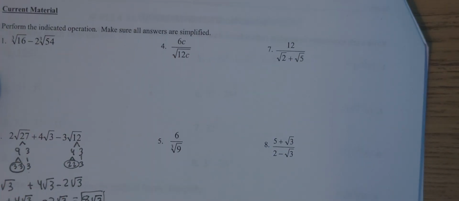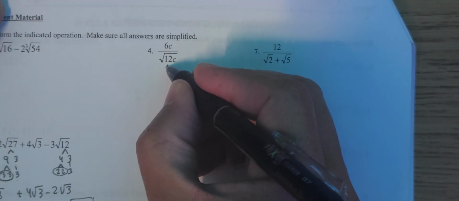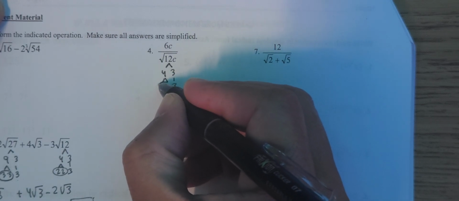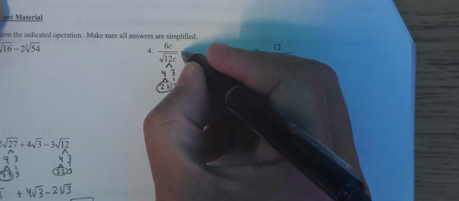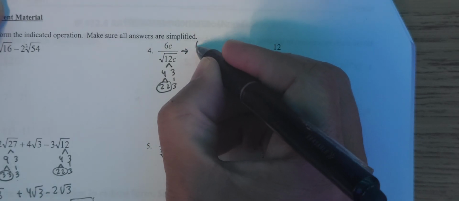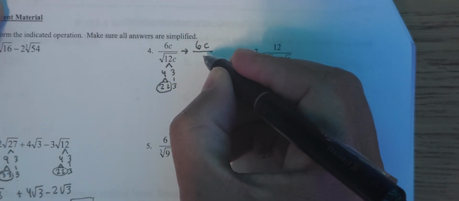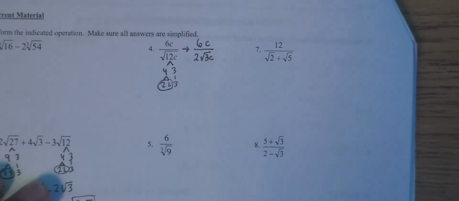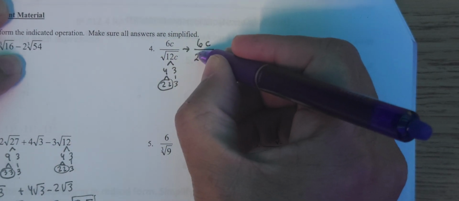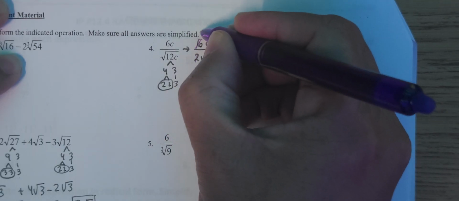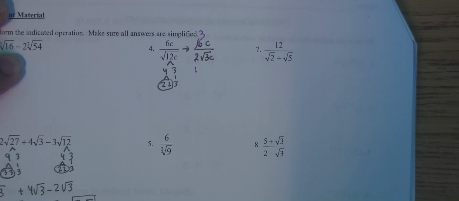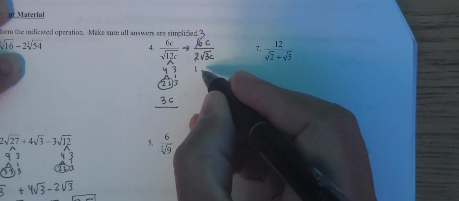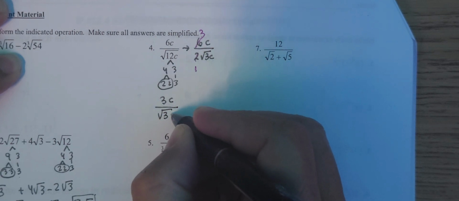Okay, number 4. For this one, again, I'm going to simplify. This is 4 times 3, and this is 2 times 2, which we just did on the previous problem, number 2. So then this is 6c over, we have a 2 coming out, and square root of 3c. So then 2 goes into 6 3 times, so then this becomes 3c. Right? So then I'm going to rewrite this as 3c over square root of 3c.